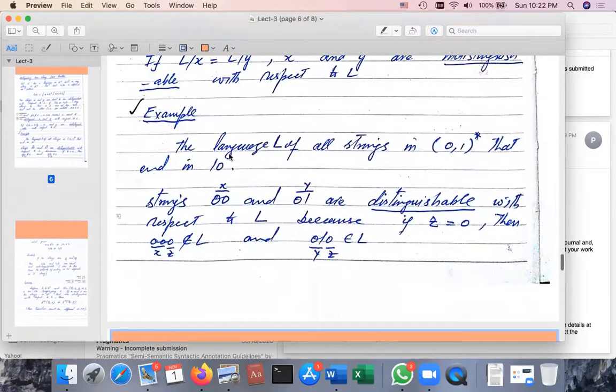For example, there is a language L of all strings over {0, 1}, which means all possible combinations of 0 and 1 that end in 10. So the strings that you will get from this language L will end in 10.